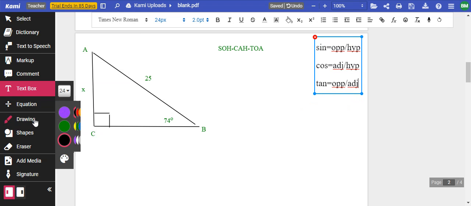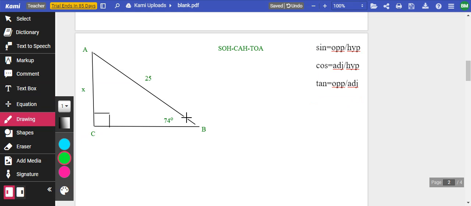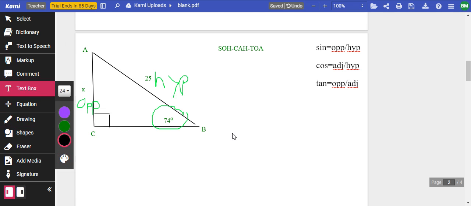Now, when we're looking at this example, the first thing I like to do is circle what my angle is that I'm talking about. So that's right here. And then see what I have. I don't have this, but I have x over here. So what is x? It is the opposite. So I put OPP for opposite. And 25 is my hypotenuse. It's across from C. So if I'm using opposite and hypotenuse, I am then going to use sine.